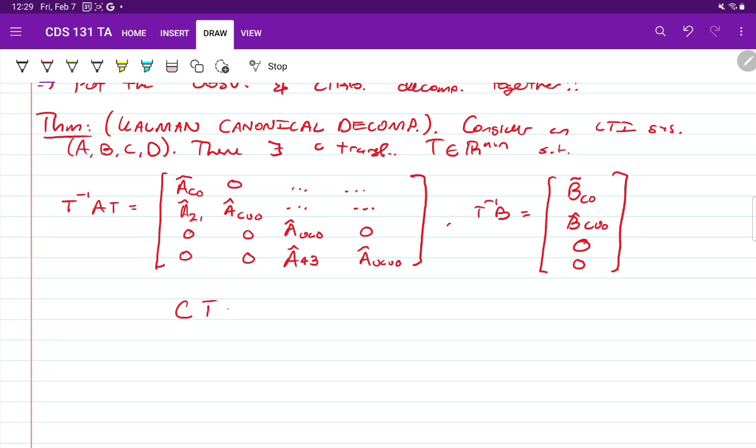Then we'll also have C times T equals C hat, controllable and observable, right? And this is non-zero because our controllable and observable piece is over there. Then we'll have a 0, because our second block is not observable. Then we'll have a C hat uncontrollable and observable, because our third block is observable. And then finally we'll have a 0 because our fourth block is not observable, okay? So you can kind of keep track of what each block of these is doing, right?